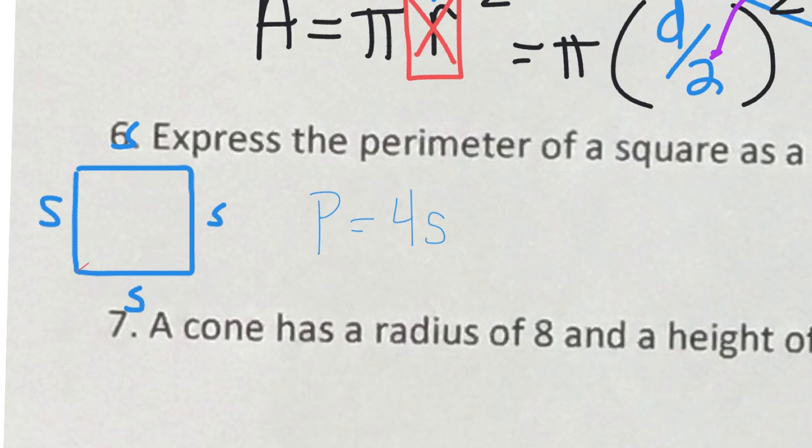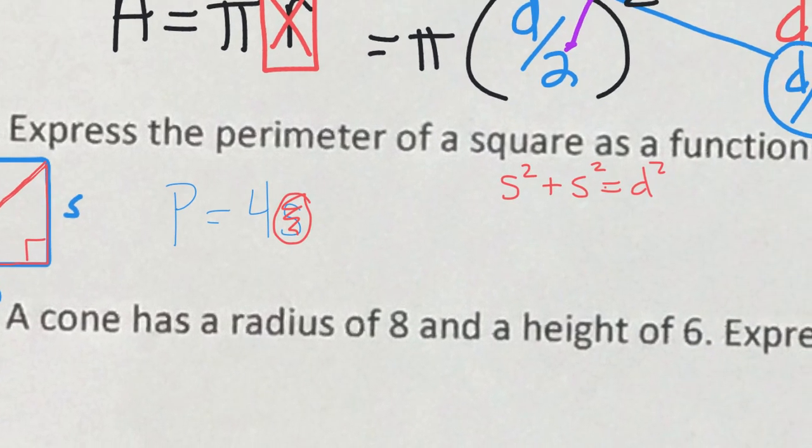Now, what about the diagonal? I need to find a relationship between the diagonal and the side length. And what type of relationship exists between the diagonal and the side length? That would be a Pythagorean relationship, because we have a right triangle. So we know that S squared plus S squared equals D squared, where D is the hypotenuse of that right triangle. And since we want to get rid of S over here, I have to solve for S in my Pythagoras. So this is 2S squared.